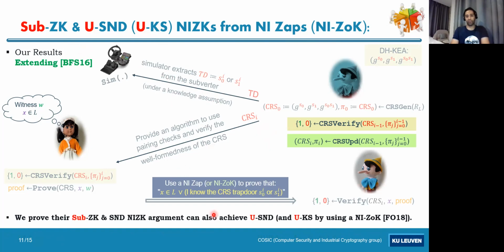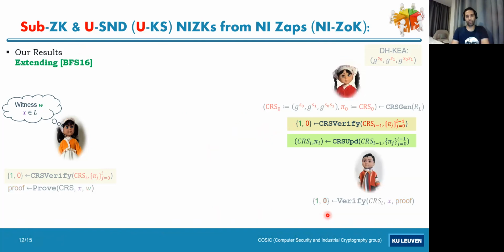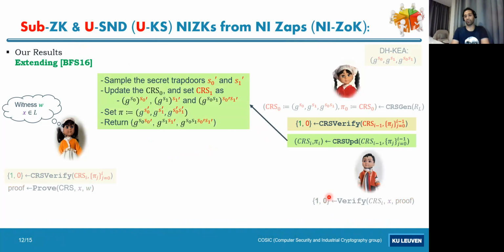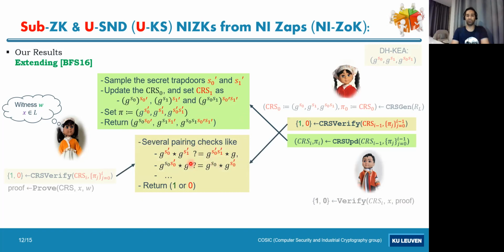So yes, as I mentioned, this can be done, for example, with non-interactive Zap of knowledge or non-interactive Zaps. If you go inside the algorithms that we proposed for the Baghery-Scafuro protocol, in the CRS update, we just randomize this CRS. You see that we sample new s0 prime, s1 prime, and we randomize the CRS, and we return these elements in group one as a proof. We show that this allows us to verify the CRS updates, and the details are provided in the paper.